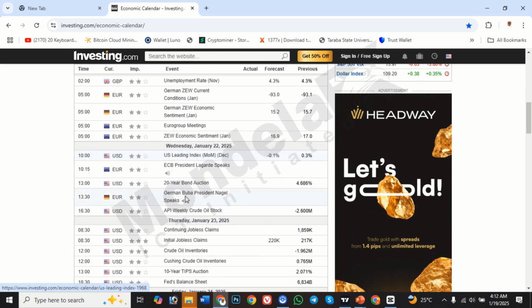Then on Wednesday, look at it right here, 10 o'clock. This one is in New York. We don't have any news event in London on Wednesday. The first news starts from 10 o'clock, which is in the New York session, and you can see it is the US leading index.